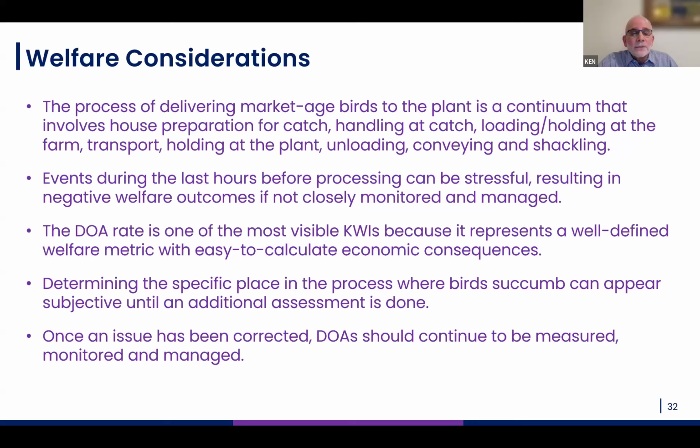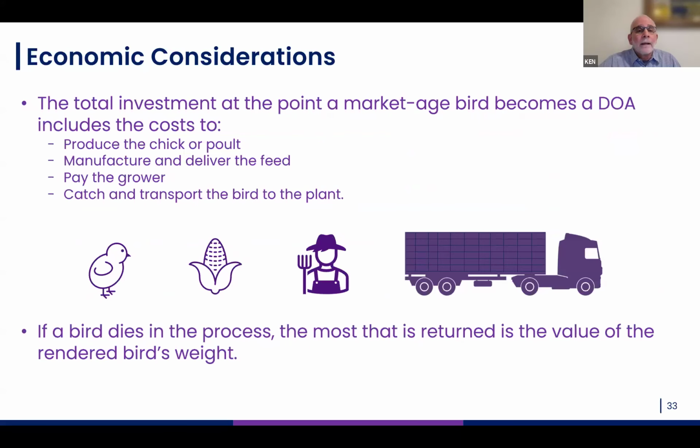But saying that, it's also difficult to determine specific places in the process where birds succumb, and it can be subjective until an initial assessment is done. And that's where some of the finger pointing I mentioned comes in. And I've also found that once an issue has been corrected, the measurement of this key welfare indicator, we measure it all the time anyway, but the focus on this measurement and management should continue because it can go the wrong direction very quickly. And so attention to detail is very important here.